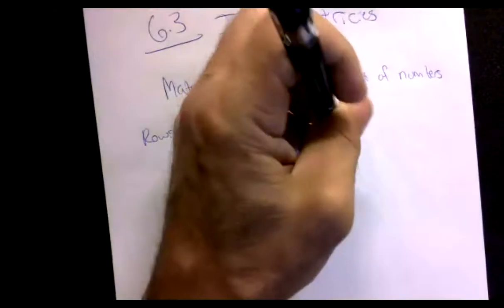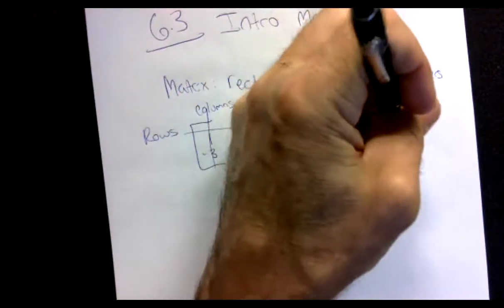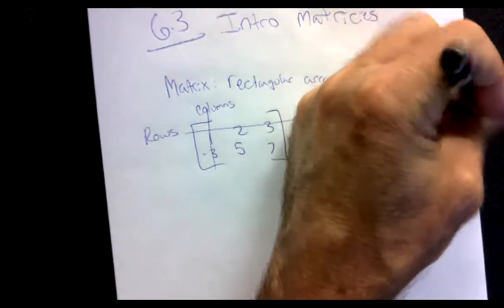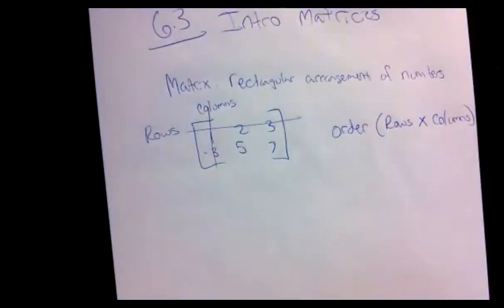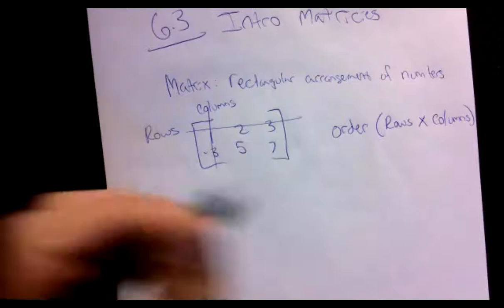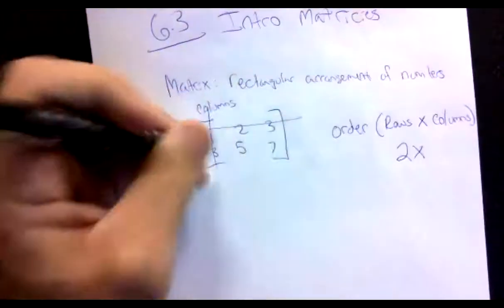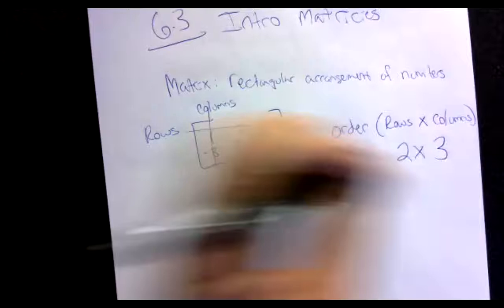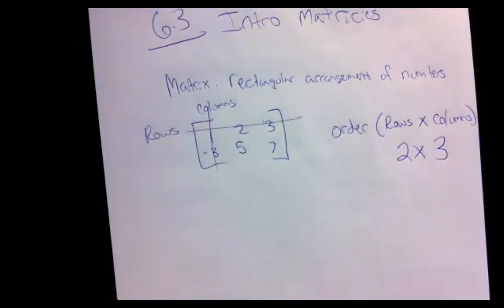If it asks for the order of a matrix, you give the number of rows by the number of columns. This particular problem has 2 rows and 3 columns. This is an example of a 2 by 3 matrix.